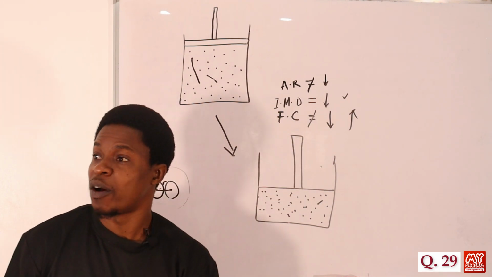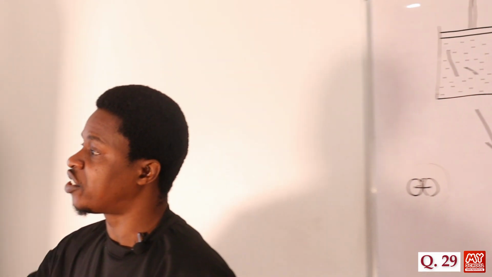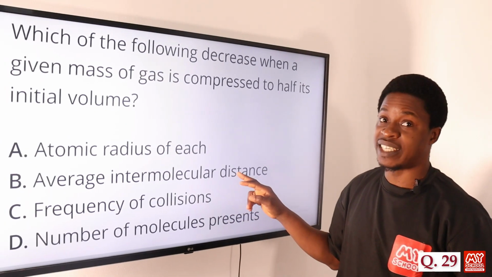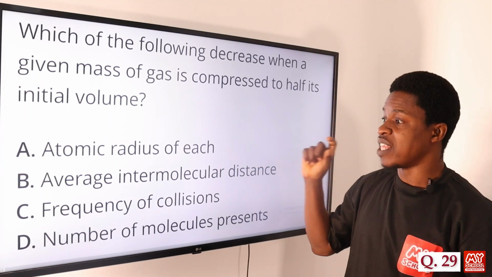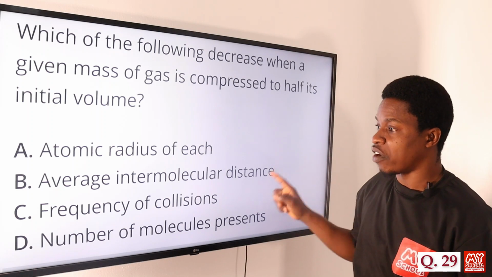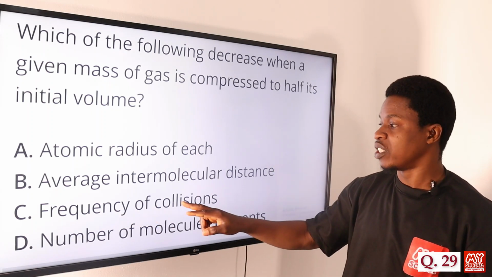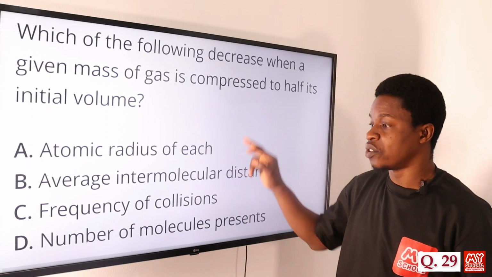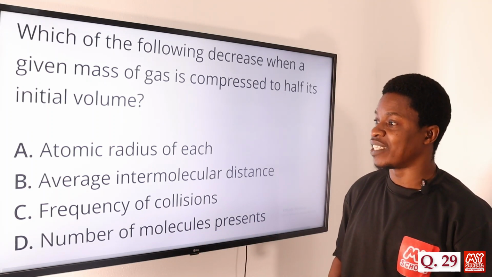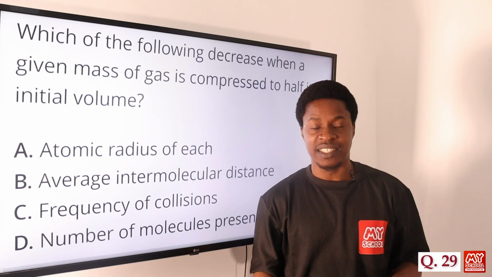So based on that, option A says atomic radius of each. That is not correct. Option B says average intermolecular distance. Yes, the distance between the molecules will definitely be decreased, so option B is correct. Option C says frequency of collision, it will not decrease, rather it's going to increase. And number of molecules present will also not decrease. So based on that, the correct answer is option B.